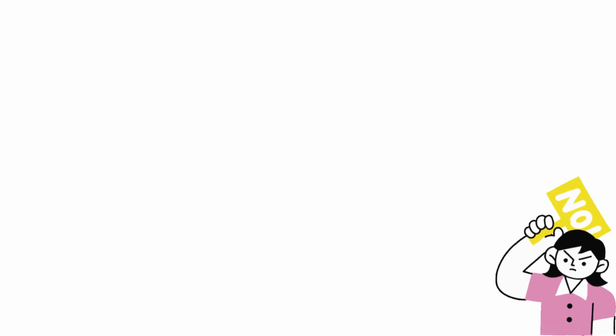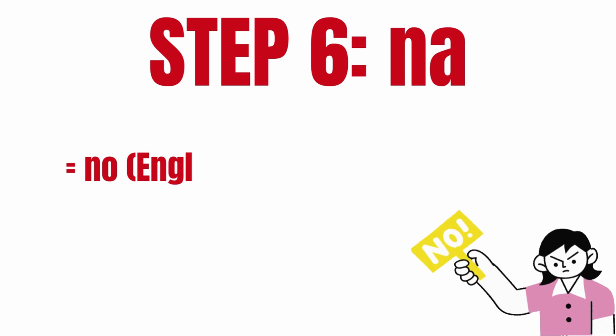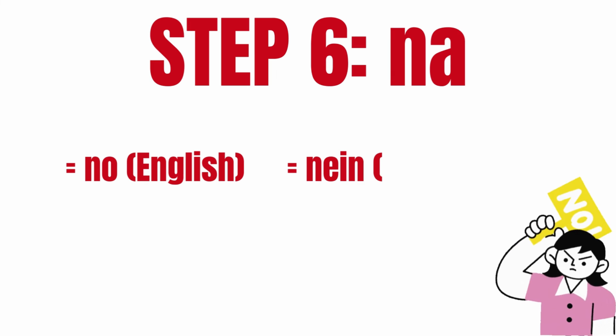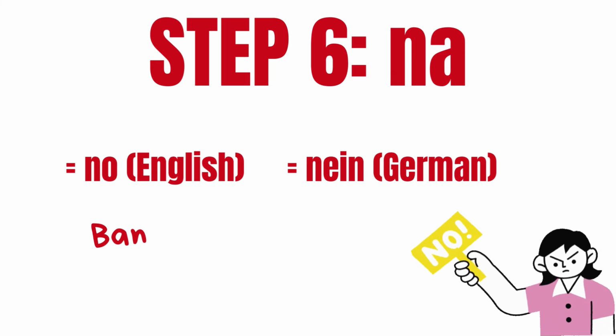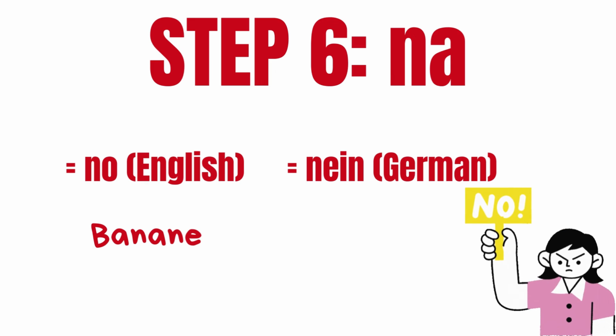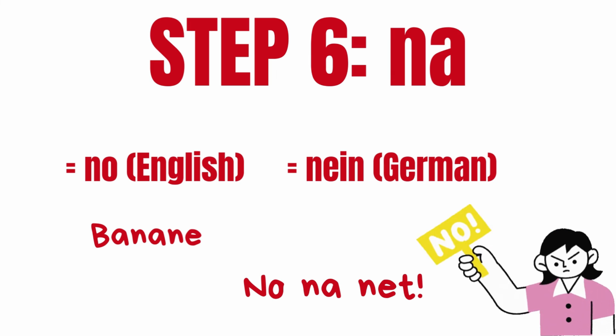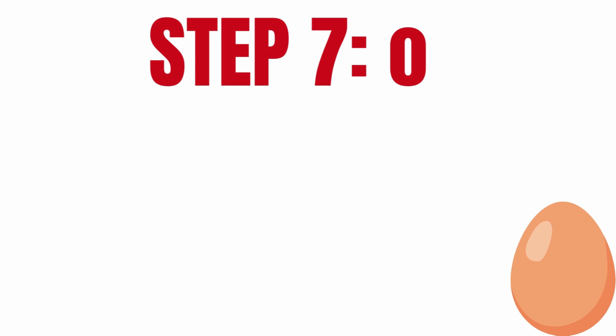Our sixth step is the opposite, na, meaning no in English, and nein in Standard German. You find that sound in Banane, for instance, or a complicated phrase in Austrian German, no na nicht, which means yes, it's logical, isn't it? No na nicht.